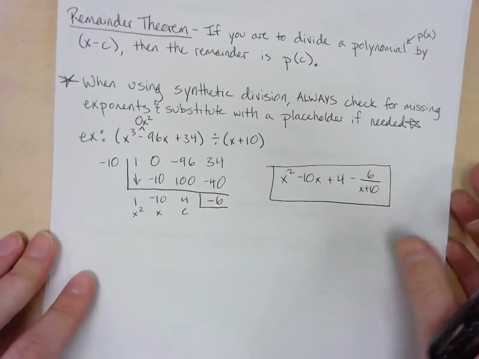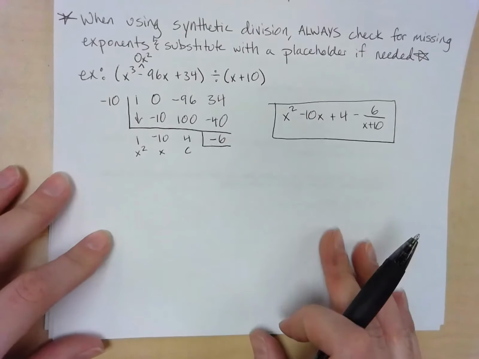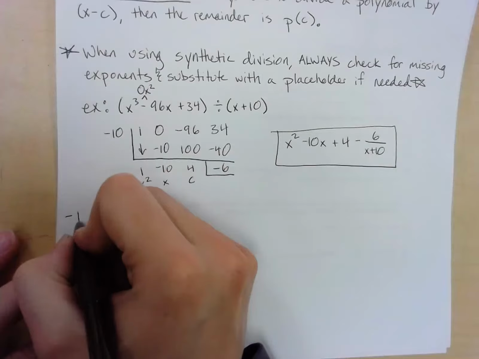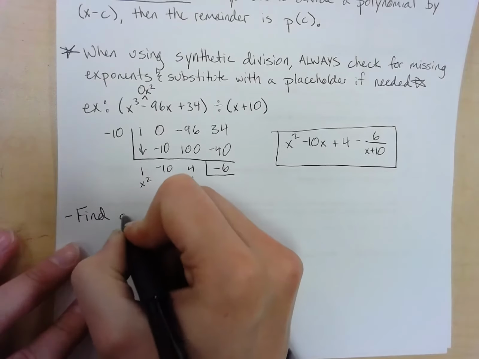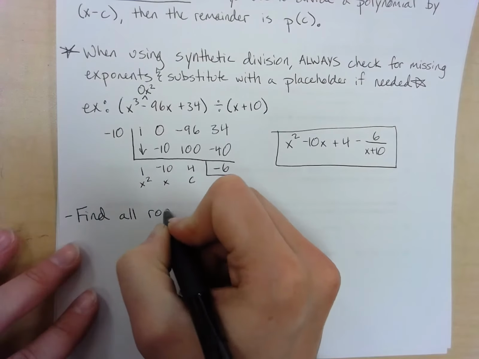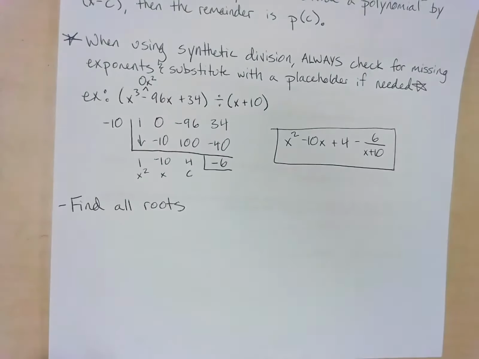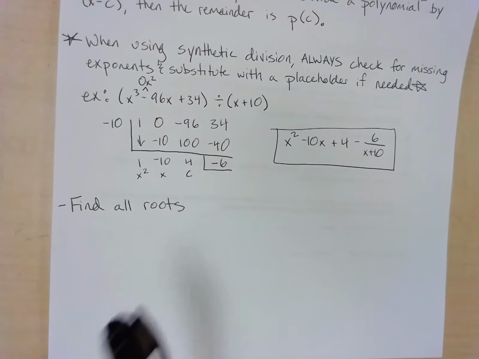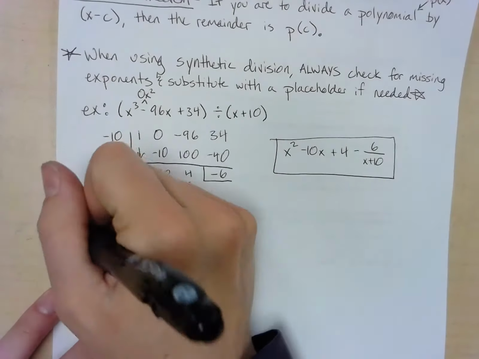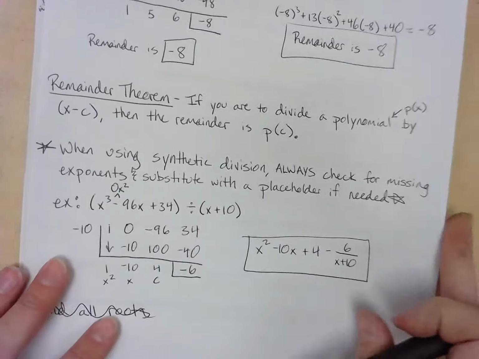The last thing you're actually going to be asked to do for this lesson is to find all roots. Actually, we forgot to mention how to determine if a binomial is a factor. I take this back. We'll just go to the next page.